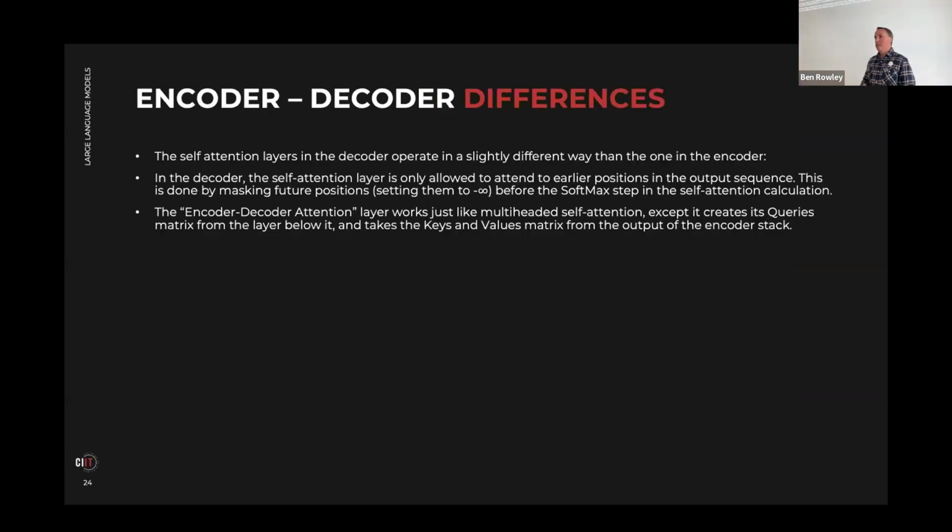Now to the encoder and decoder differences. The self-attention layers in the decoder operate in a different way. We've talked about how this is because we have what we call masked self-attention. This is done by masking the future positions, so they're set to -infinity, basically a quite low number, before the softmax step.